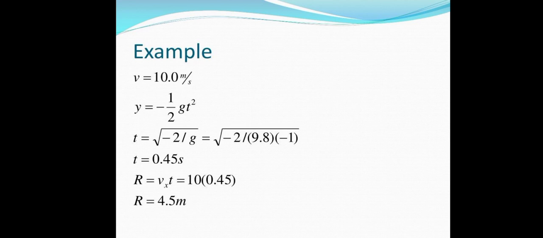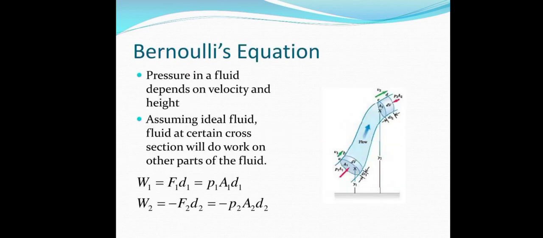y is equal to minus half g t square. Then the time taken is 0.45 seconds. Then the range r, the distance covered, is velocity into time. So 10 into 0.45 is equal to 4.5 meter, the distance covered.